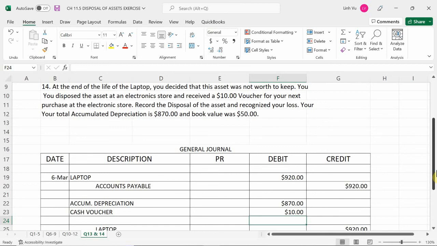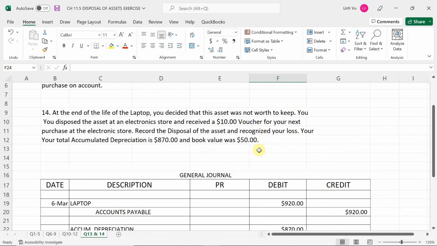So in this case, did I get a gain or did I get a loss? Well, I already told you that you're gonna take a loss anyway because you're disposing an asset. But how much is my loss? It's worth $50, right? Did I get something out of it by disposing it? You got the $10 voucher. So then how much did you actually lose?